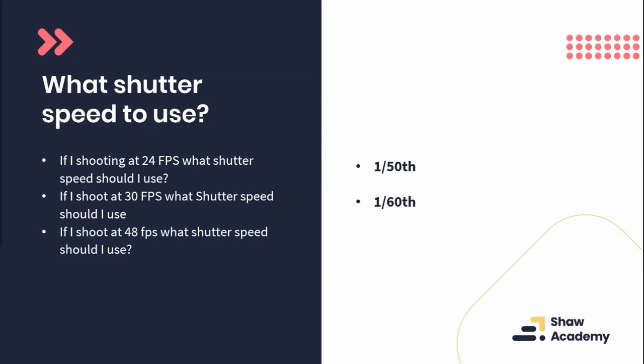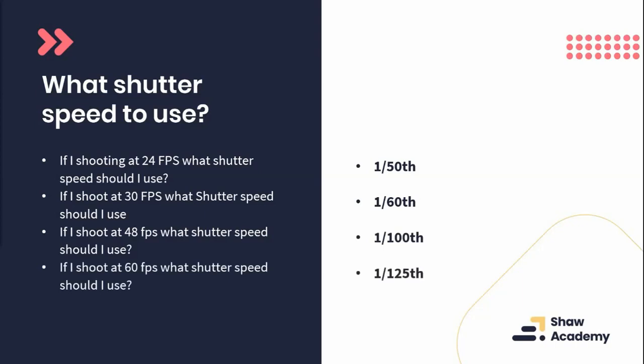That's 96. Okay. Now again, there's no 96th fraction of a second on our cameras, so we'd be rounding it up to 100th of a second. And finally, if I shoot at 60 frames per second, what shutter speed should I use? So again, you're going to be going to 120, but again, there's no 120th, so we have 125th. We round it up to the closest one that is available to us.